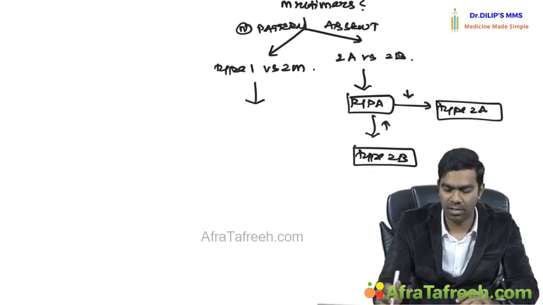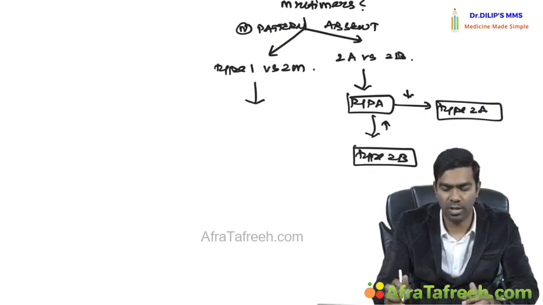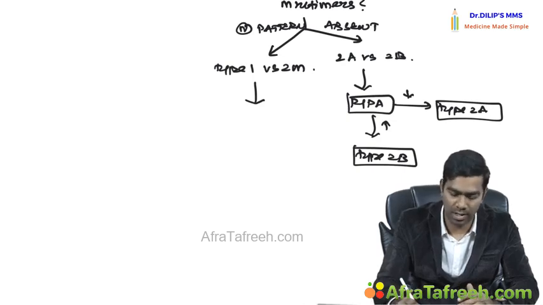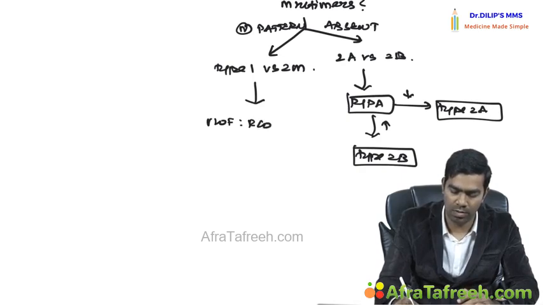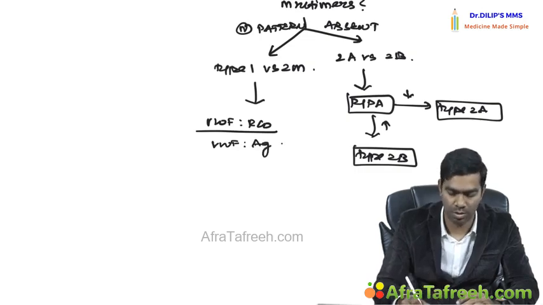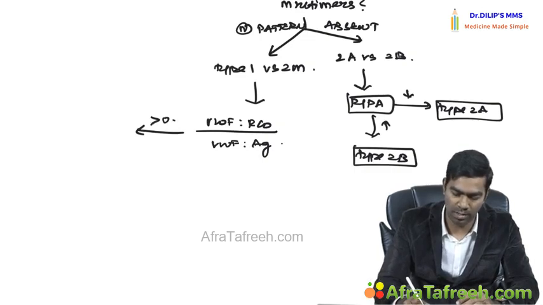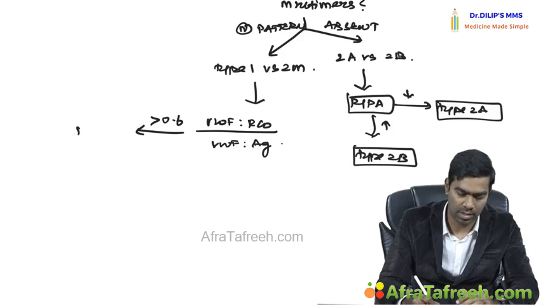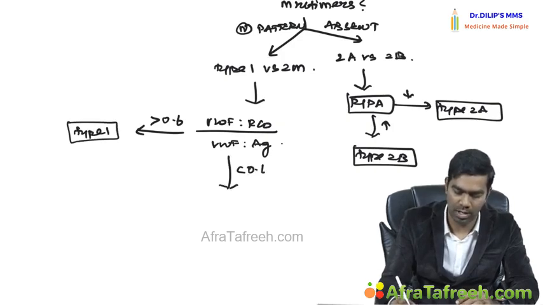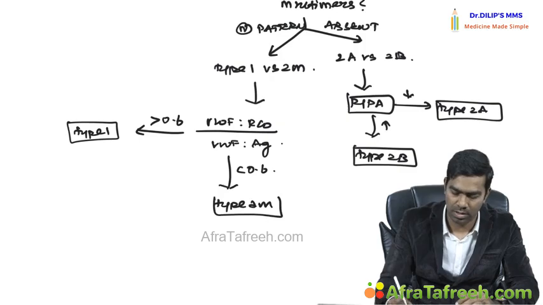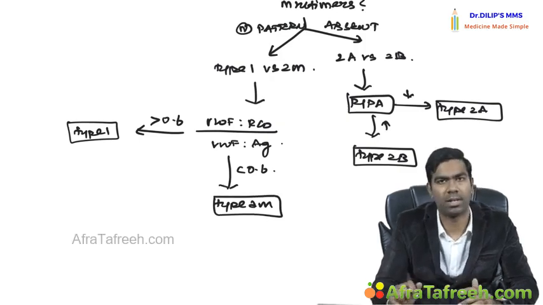So if it's a type 1 disease or 2M disease, how to differentiate? You have to see the ratio of what I told you, that is von Willebrand factor ristocetin cofactor activity to von Willebrand factor antigen ratios. If it is more than 0.6, I'm going to tell it's a type 1 disease, and if it's less than 0.6, I'm going to call it a type 2M disease. So this is how we differentiate different types of von Willebrand disease.